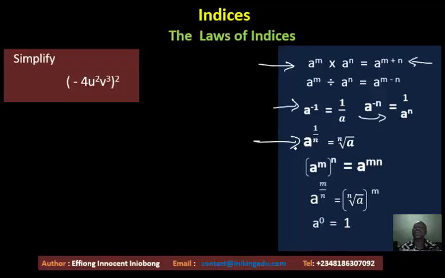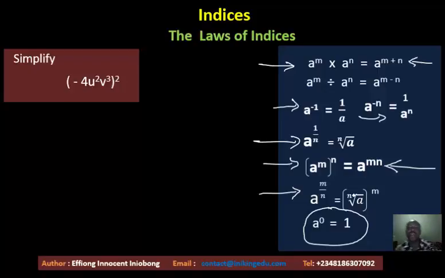Here we have the fractional index rule that says a raised to the power 1 over n is the nth root of a. And my wonderful rule, I love this so much, the multiple indices rule: a raised to the power m, raised to the power n, is equal to a raised to the power of the product of m and n. The combination of the fractional rule and the multiple indices rule gives us that a raised to the power m over n can be expressed as the nth root of a, raised to the power m. And finally, we came to this powerful rule that any number at all raised to the power of 0 is 1.